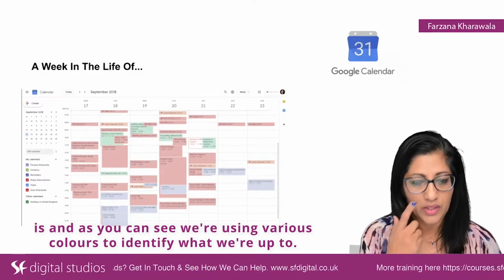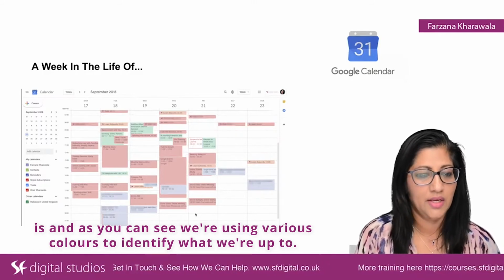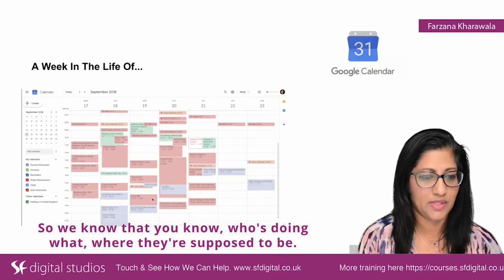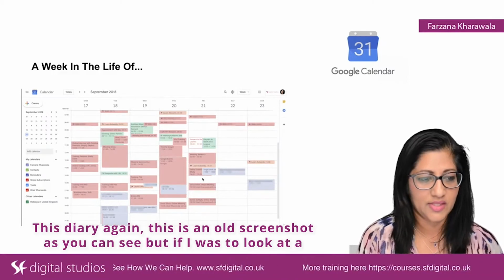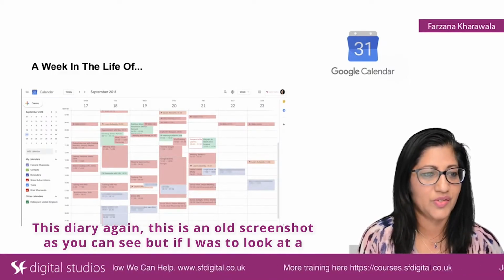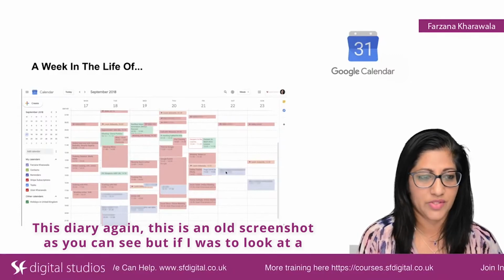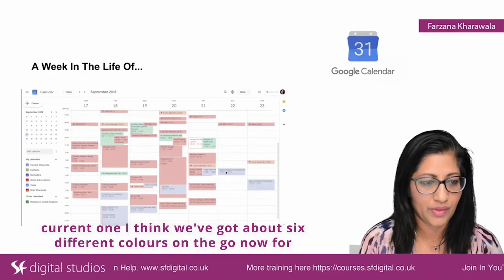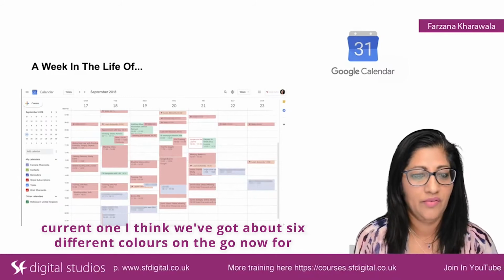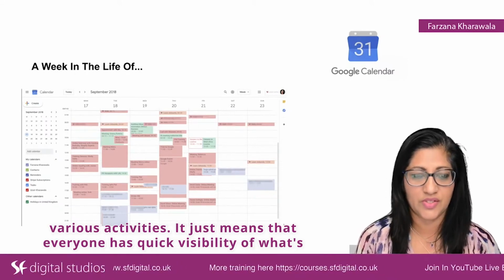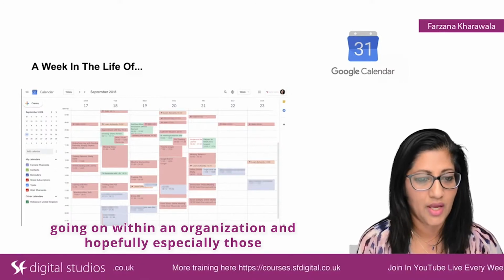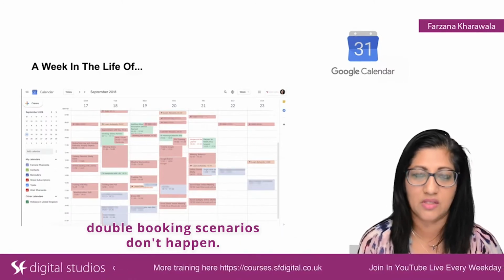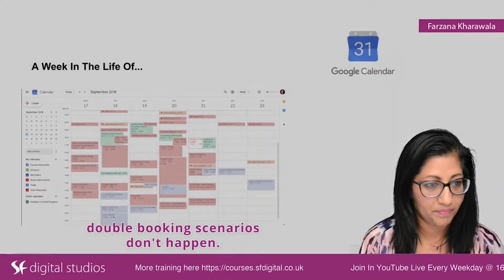And as you can see, we're using various colors to identify what we're up to. So we know who's doing what, where they're supposed to be. This diary, again, this is an old screenshot, as you can see, but if I was to look at a current one, I think that we've got about six different colors on the go now for various activities. It just means that everyone has quick visibility of what's going on within an organization, and hopefully those double booking scenarios don't happen.